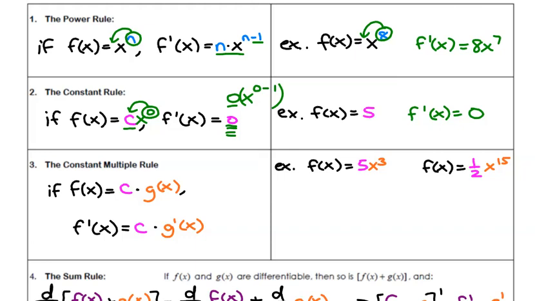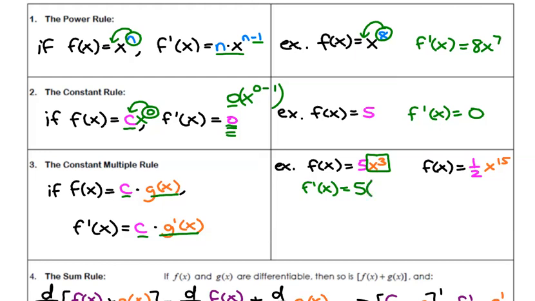Okay, so we're going to move on. The constant multiple rule means that if you have a constant and it's multiplying a function, if you want to take the derivative, that constant will still be there, but you're going to multiply it by the derivative of the function instead. So through our examples, we have 2 examples on the side. f'(x), so I'm now taking the derivative. Our constant stays there, but I want to multiply the derivative of my function.